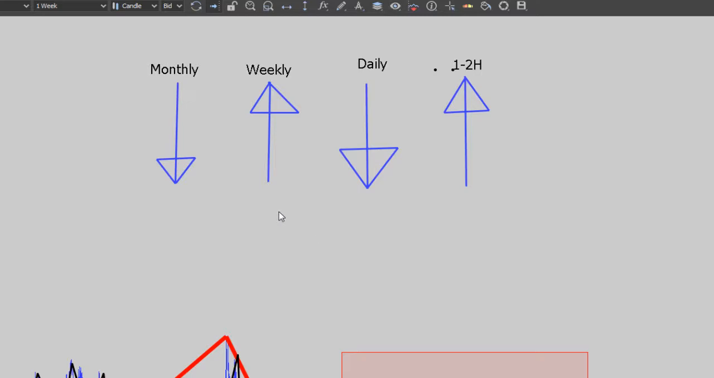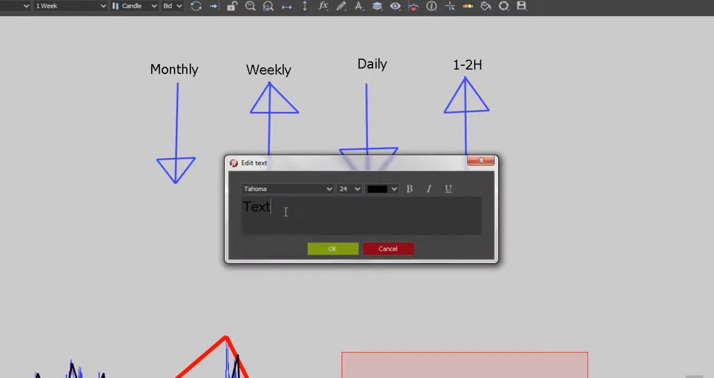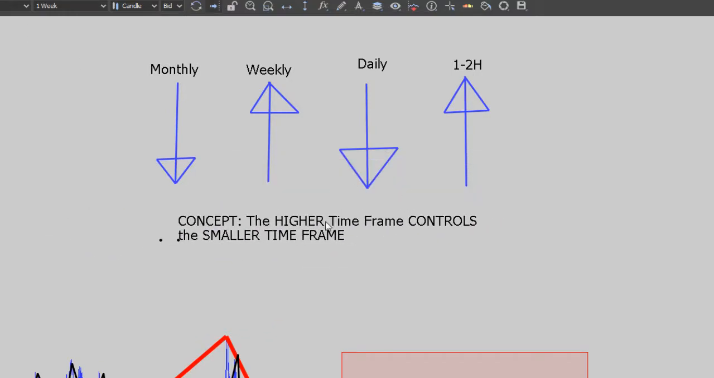And we said that no time frame is better trading wise, right? We are talking about trading. No time frame is better. However, today we are going to learn a concept, everybody. Extremely important concept. The higher time frame controls the smaller time frame. Okay, this is the concept for today.